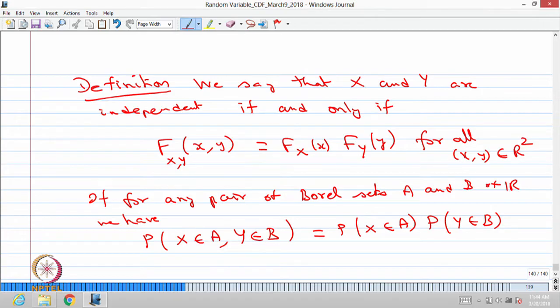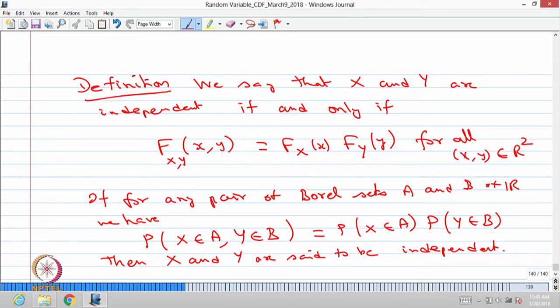That means if two random variables are independent, this condition is satisfied. Whenever two random variables are independent, the probability of X belonging to one Borel set and Y belonging to another Borel set is the same as the probability of X belonging to the one Borel set multiplied by the probability of Y belonging to the other Borel set. If this condition is satisfied, then X and Y are said to be independent, whereas the first condition is the if and only if condition.